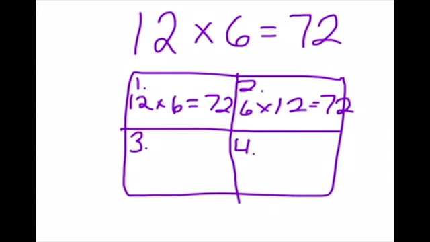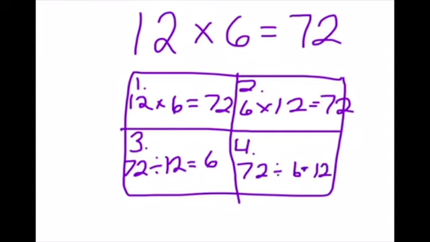Nice job. How could I write that division sentence one way? With the big number first. So 72 divided by 12 equals 6. Or, what's the last way? 72 divided by 6 equals 12. So there we go. I hope you're getting the hang of this. I'm going to have you try the next ones on your own.